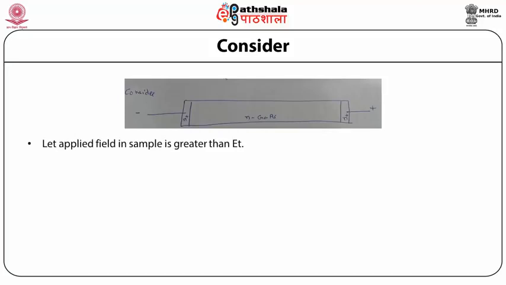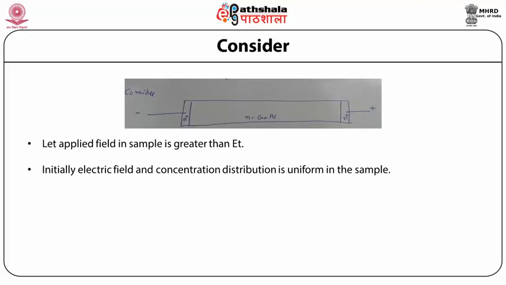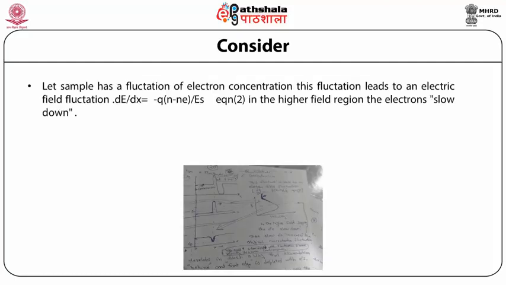Let the applied field in the sample be greater than E_T. Initially, the electric field and concentration distribution are uniform in the sample, and let the sample have a fluctuation of electron concentration. As shown in this figure, this fluctuation can lead to an electric field fluctuation, that is, delta E by delta x equals minus q (n minus n naught) by epsilon s.